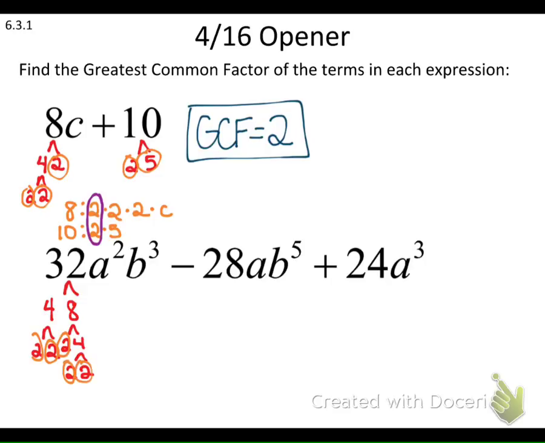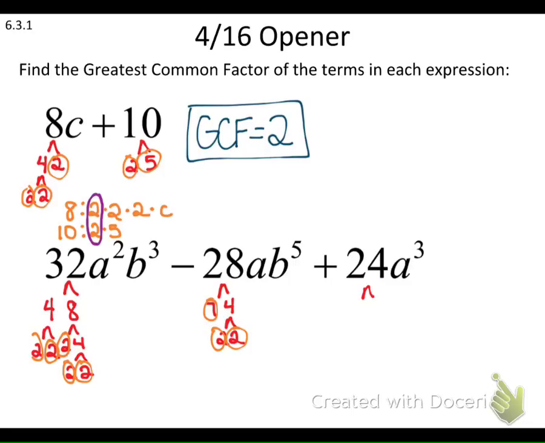Moving over to 28. What two numbers can we multiply to get 28? 7 times what? 4? Perfect. 7 is prime. 2 times 2. Thank you. Good job. All right, now 24.